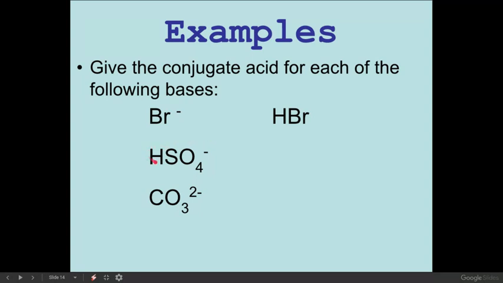Here we have one H, so if we add another one, 2, then it now becomes the conjugate acid of this base. Okay, so here you should realize that we have to add an H, so then we have HCO3, and this is going to be the conjugate acid of this base right here.